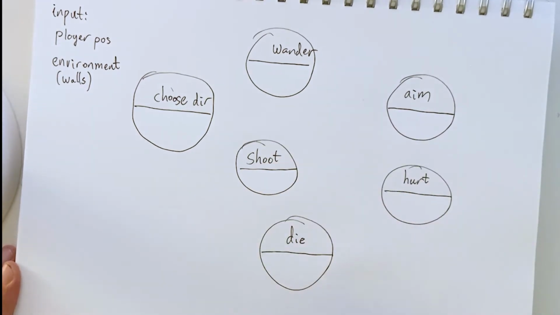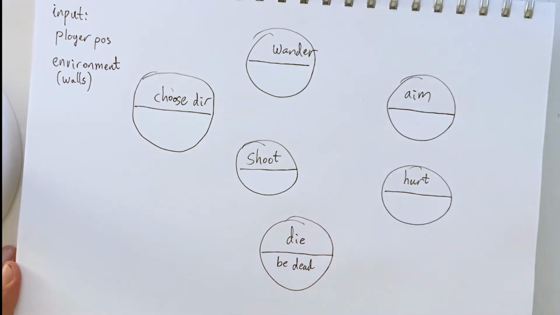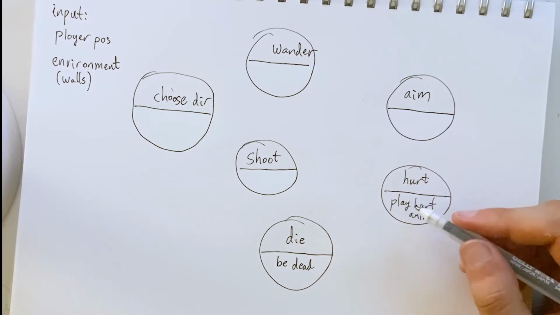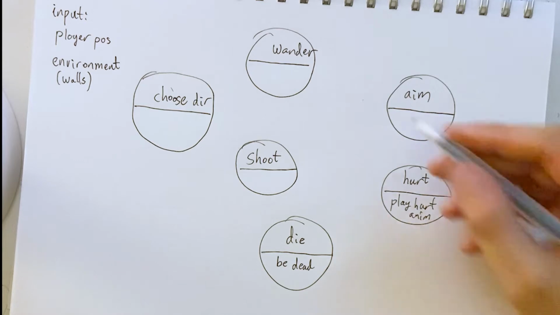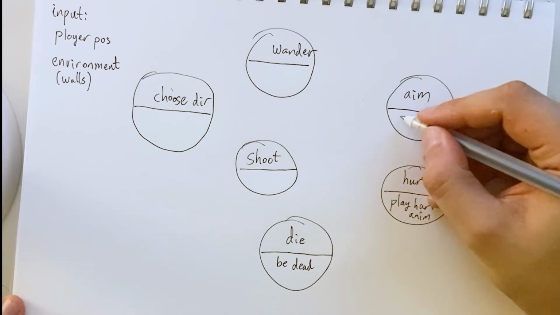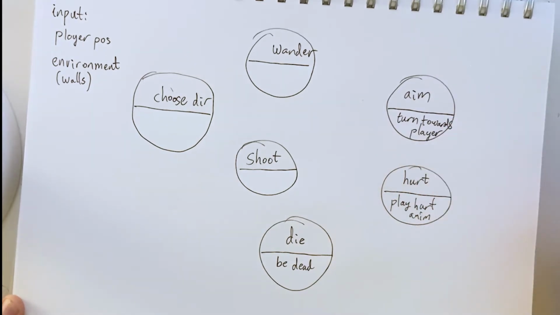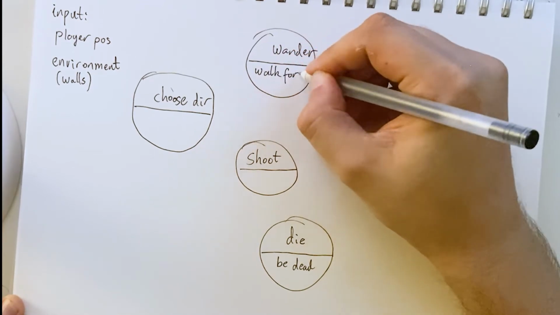Okay, so if we die, I don't know, be dead. Or play the death animation and then pause in the final frame or something. You know what I mean? Okay. So when we get hurt, we'll have maybe an animation of the model staggering back for a frame or two. We'll let that play and then we'll reset into the next state. When we're aiming, then every frame we want to turn towards the player. When we're wandering, then we've already picked a direction, so we're going to walk forwards.